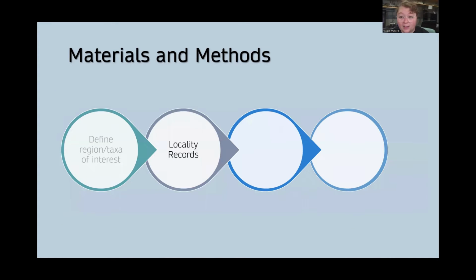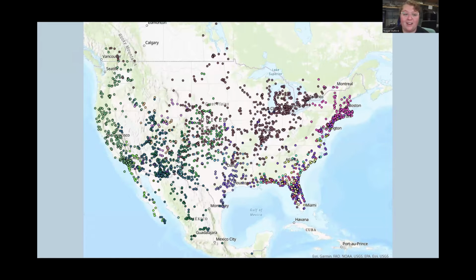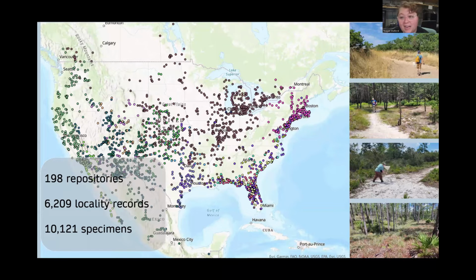Our next step was to gather locality records, and this step took a bit. So we have a lot of records. Here, each color represents a different species. These records are from over 190 repositories of insect data, whether that be private or larger collections. We had a total of 6,209 locality records, many of which represent multiple individuals, so a total of 10,000 specimens, and that's only counting those with good enough data to be represented. We also did some fieldwork to focus on areas of lower representation and also some taxa that we needed DNA for later analysis.